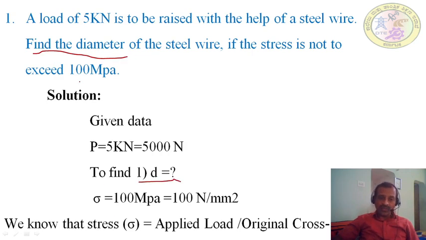And he has also given the stress, so the stress sigma is 100 megapascal. In the first session, while explaining the units of stress, I told you how to convert megapascal, kilopascal and gigapascal to Newton per mm square. So now 100 megapascal is equal to 100 Newton per mm square.